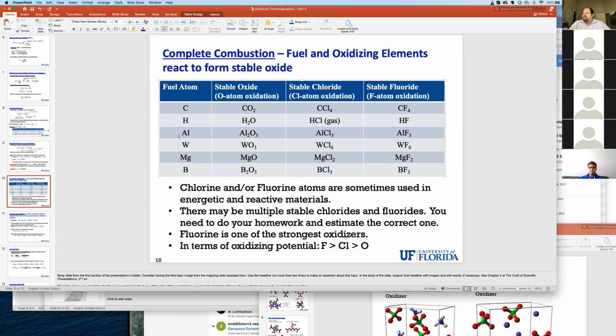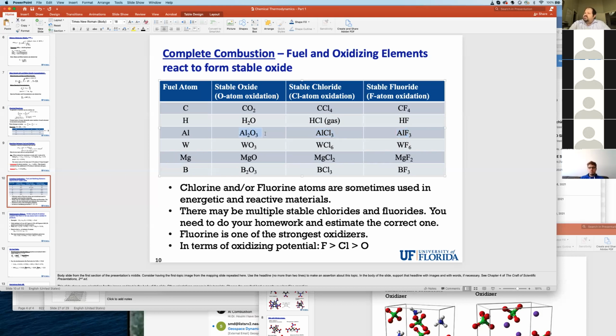And I'm not going to go through this entire table, but for aluminum, the stable oxide when it reacts with oxygen is Al2O3. And the stable chloride would be aluminum trichloride and aluminum trifluoride, and so on and so forth.